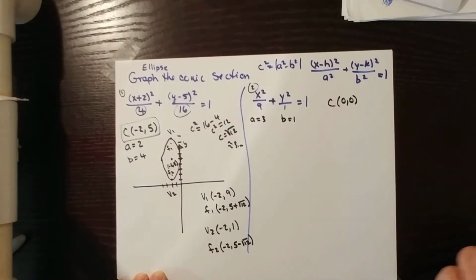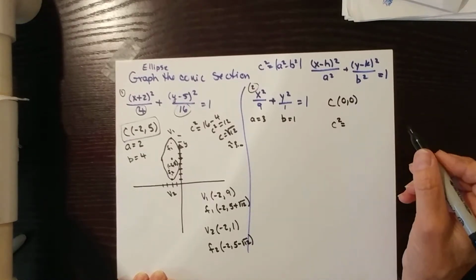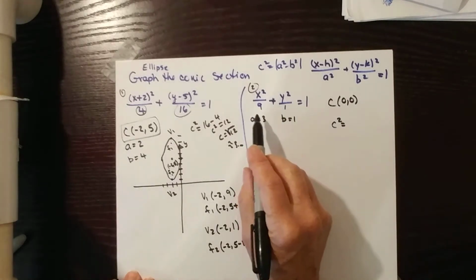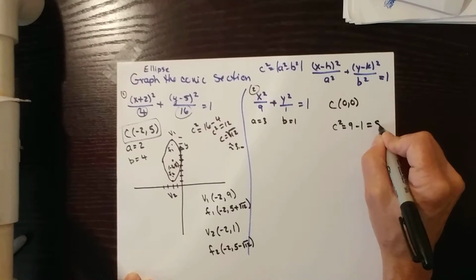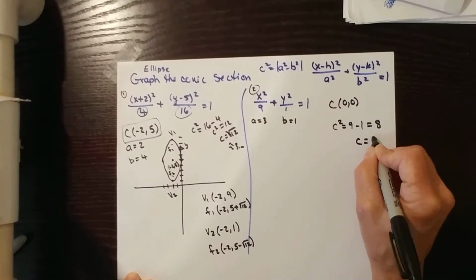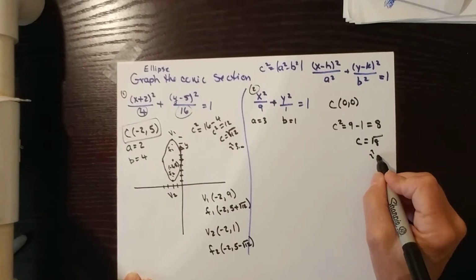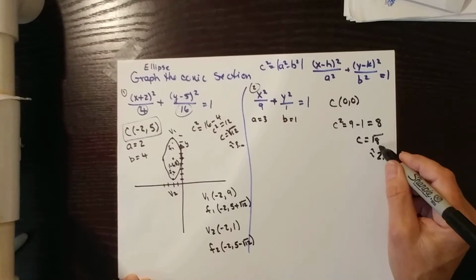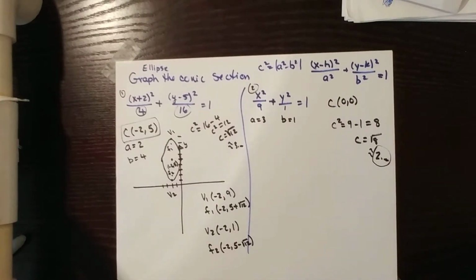We can figure out C because C squared is equal to A squared minus B squared, the absolute value, or bigger minus smaller. Bigger is 9. Smaller is 1. 9 minus 1 is 8. So C is equal to the square root of 8, which is going to be 2 point something, and it's almost 9, so it's going to be close to the value of 3. 2 point something big. You could use your calculator to get a better value if you want. I just don't have one with me right now.